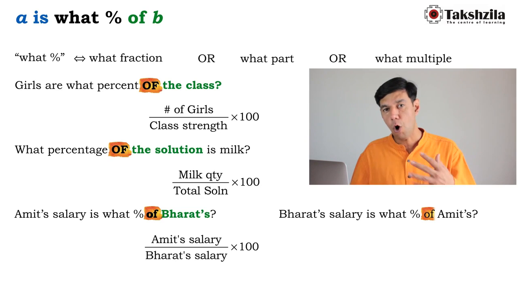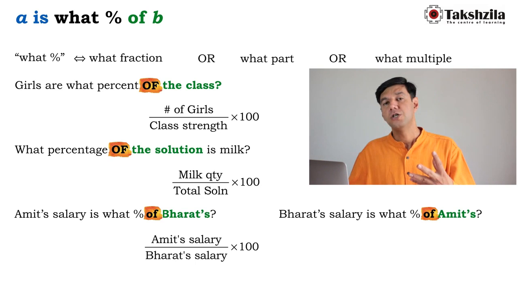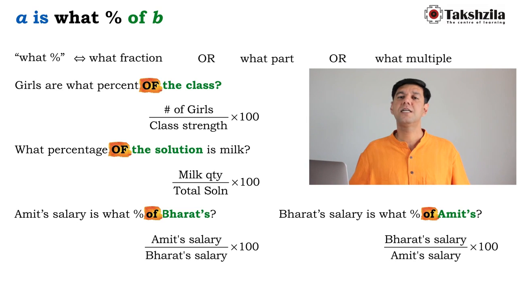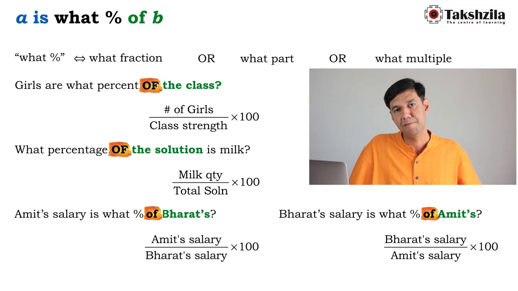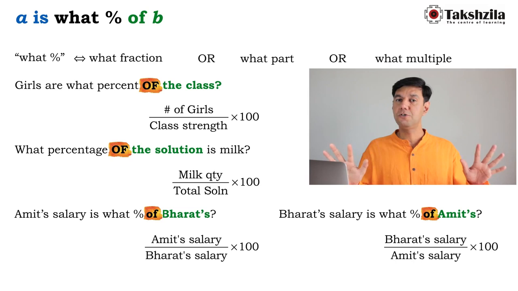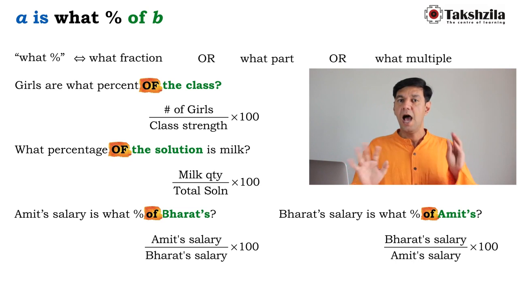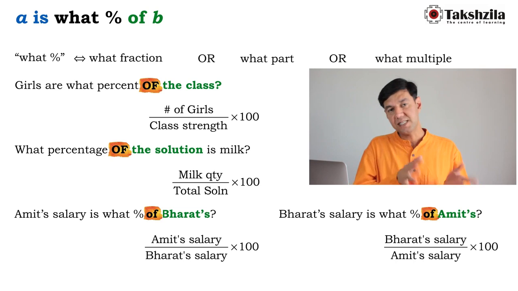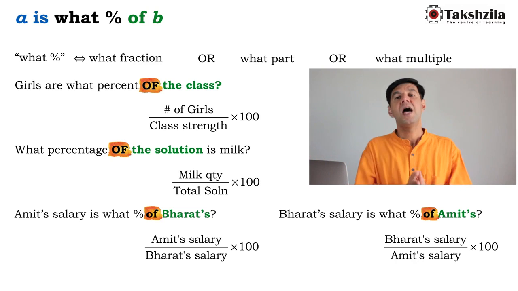Now it's a percentage of Amit's, right? So Amit will be the base of comparison and will come in the denominator. So the numerator is Bharat's salary divided by Amit's salary into 100. I hope you see the distinction between the two sides. Amit's salary is what percentage of Bharat's is A by B into 100. Bharat's salary is what percentage of Amit's is B by A into 100, right?